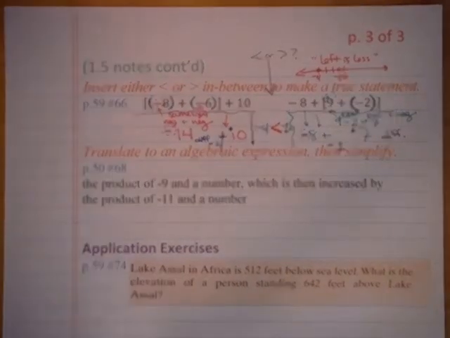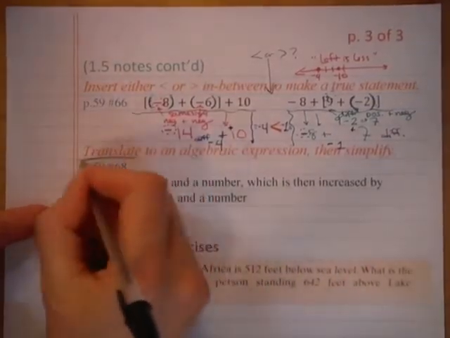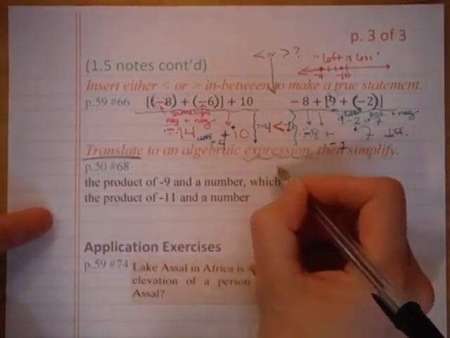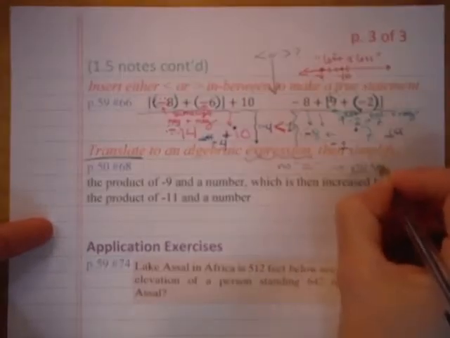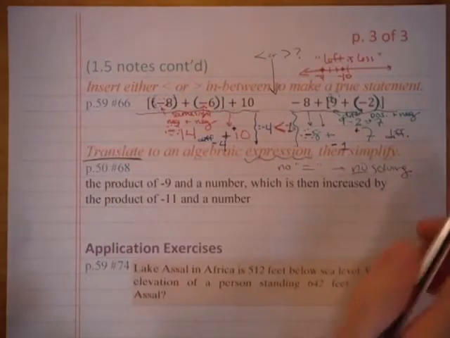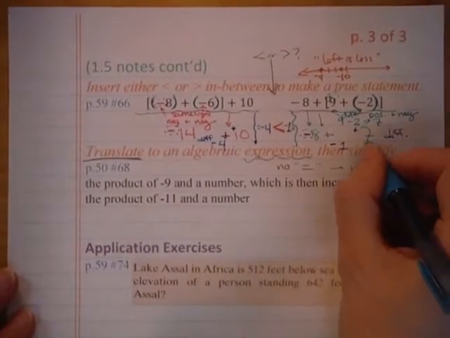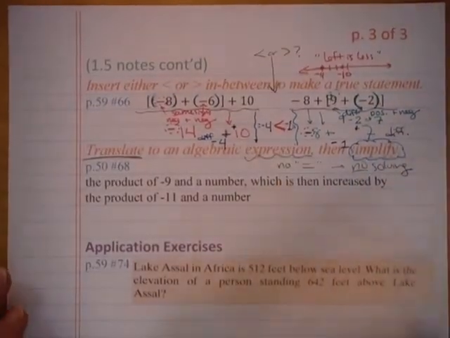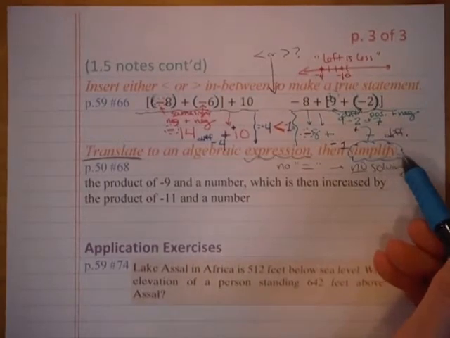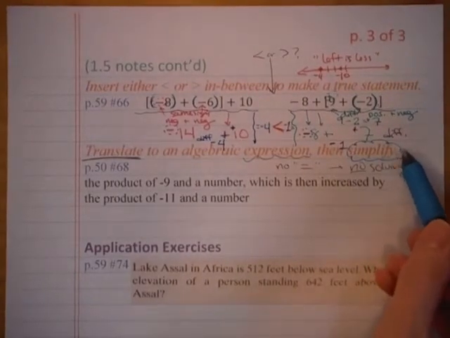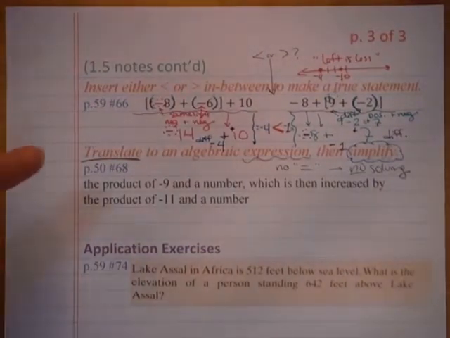All right, moving on to the translating. Again, I mentioned this at the beginning of the video. We're building our translating skills. Right now we're just translating to expressions, no equal sign. So that means there's no solving that we need to do. We're just translating. However, because of what we're learning right now about simplifying, they're also asking us, if there are like terms or parentheses involved where we have to distribute, then go ahead and simplify.